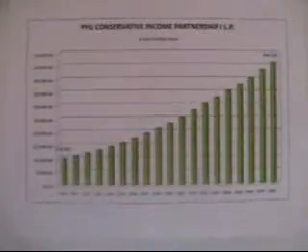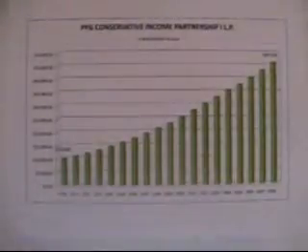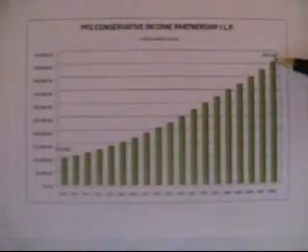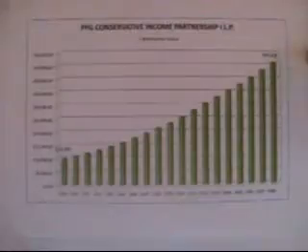Please refer to the last graph entitled PFG Conservative Income Partnership 1 LP. The graph shows that a $10,000 investment made in December of 1990 with reinvested dividends would be worth $46,268 in December of 2008. This is equivalent to an 8.883% annual compounded yield.